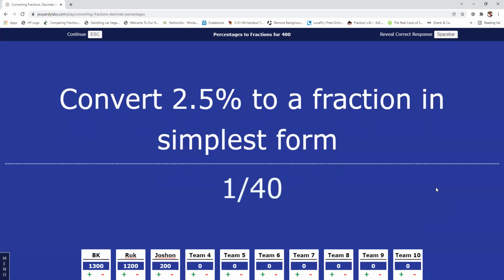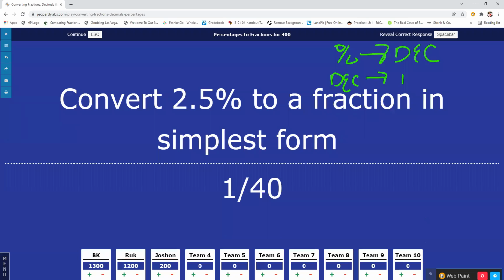All right, so the correct answer is going to be 1/40 or 1/40th. So the way that we get that particular answer, remember when I do percent to fractions, I do it in 2 steps. I go from a percent to a decimal first, and then from a decimal to a fraction. And this is one of the reasons why I teach it that way, just because if you end up getting a decimal, it makes it a little bit easier for you.